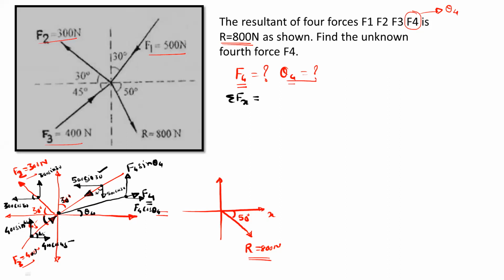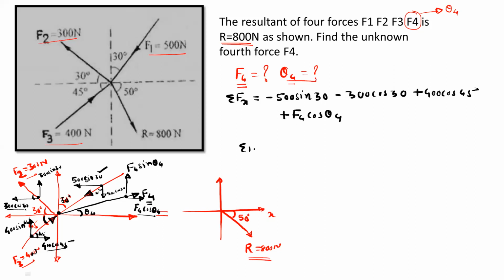First is 500 sin 30 on the negative x side, so it is minus 500 sin 30. Next is 300 cos 30, again it is negative, so minus 300 cos 30. Then next is 400 cos 45 towards positive x, so plus 400 cos 45. And last, the unknown force F4, it is towards positive x side, so plus F4 cos theta 4. This is the summation Fx.